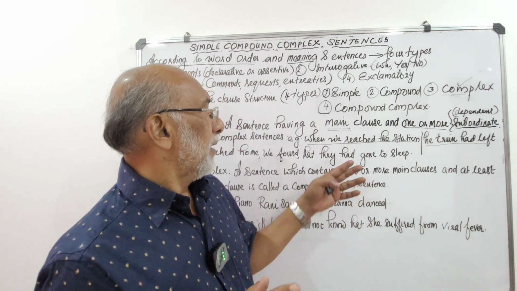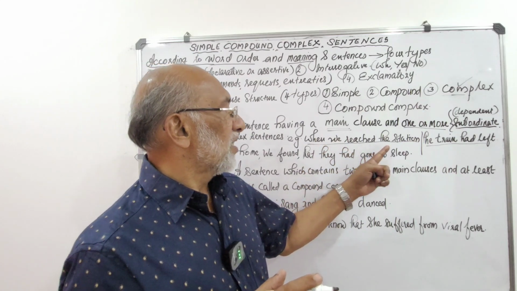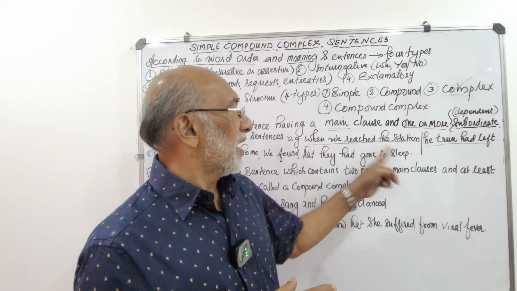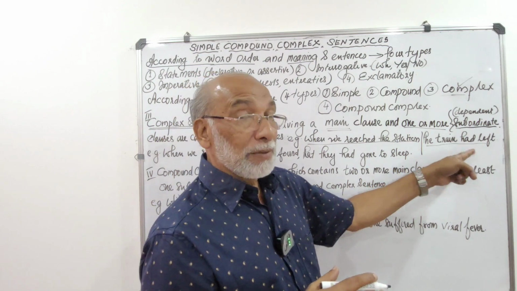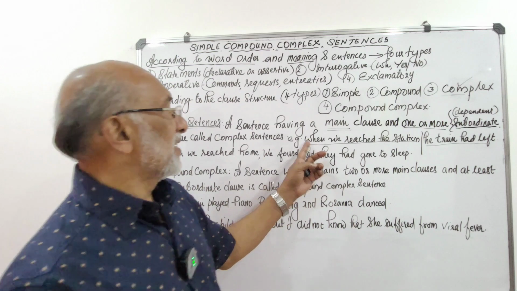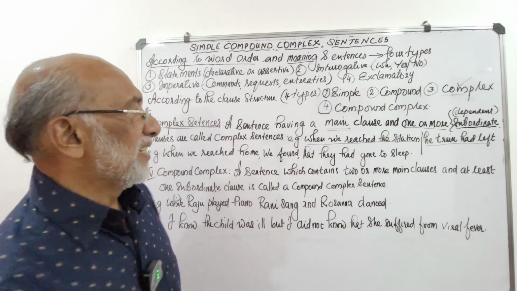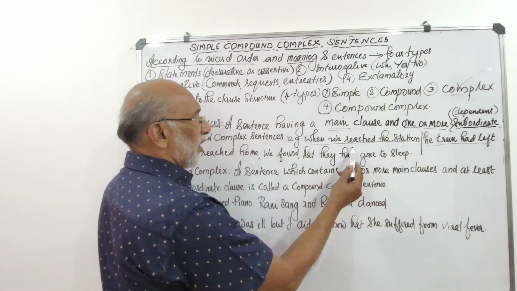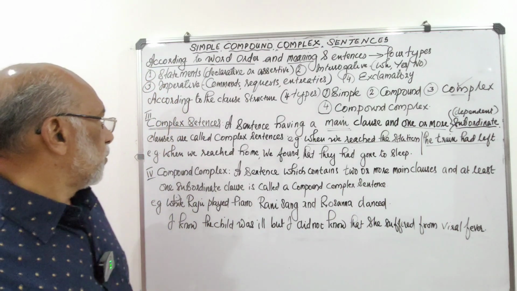Okay, and when we reached the station, this first part comes as part of the second one, the main clause, and the meaning is very clear. So that type of sentence is called a complex sentence. One main clause and one or more subordinate clauses.